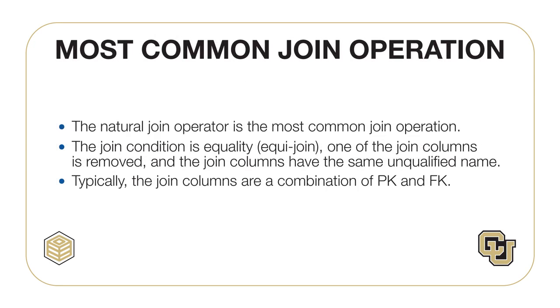The natural join operator is the most common join operation. In a natural join operation, the join condition is equality, that is equijoin, one of the join columns is removed, and the join columns have the same unqualified name. Typically, the join columns are a combination of primary key and foreign key.